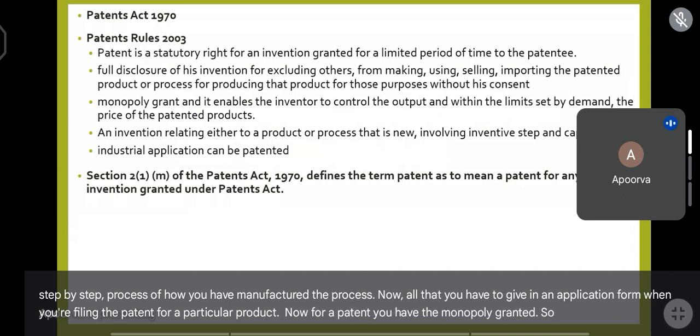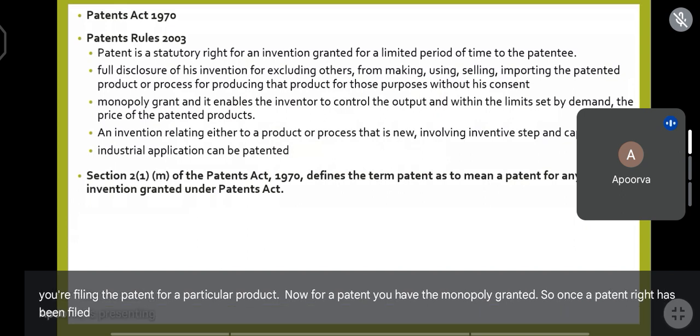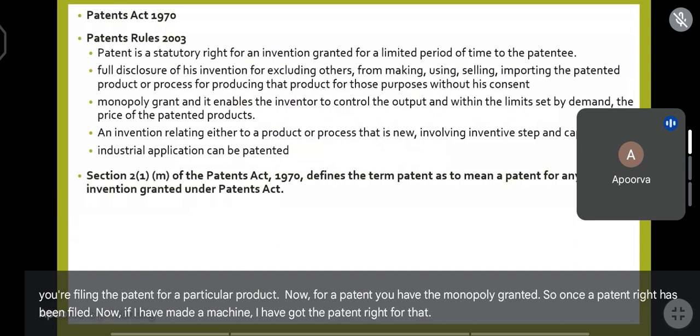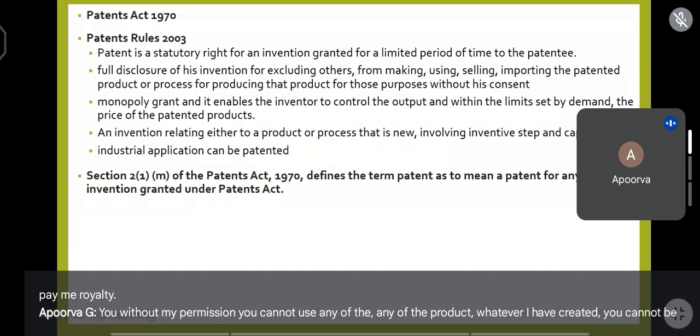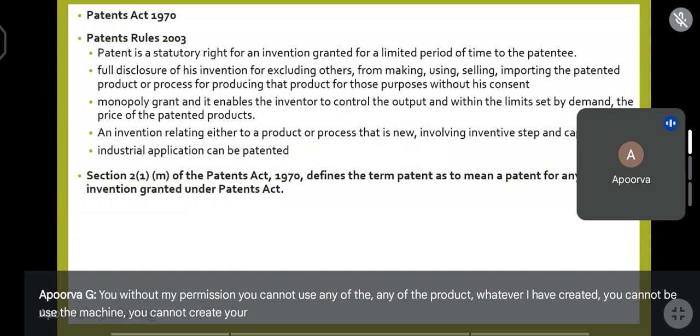So once a patent right has been filed, now if I have made a machine, I have got the patent right for that. It is my machinery. Anybody who uses it will have to pay me royalty. Without my permission, you cannot use any of the product, whatever I have created. You cannot use the machine. You cannot create your own machine without permission from me.